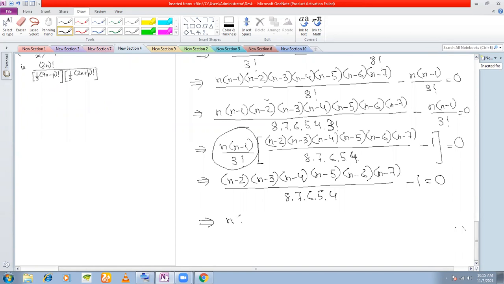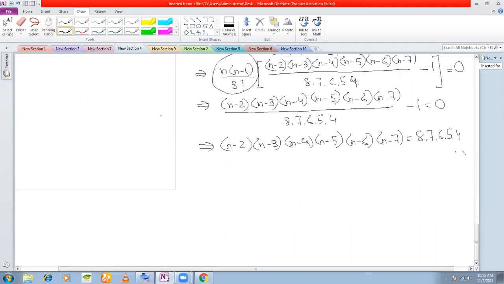That means you get n minus 2, n minus 3, 4, 5, 6, and n minus 7 must be equal to 8 into 7 into 6 into 5 into 4. Okay, now how do I solve this equation? What is this? This is an equation of degree 6.